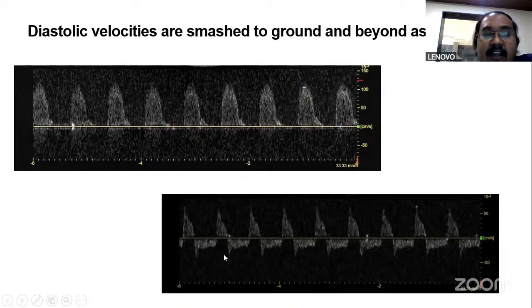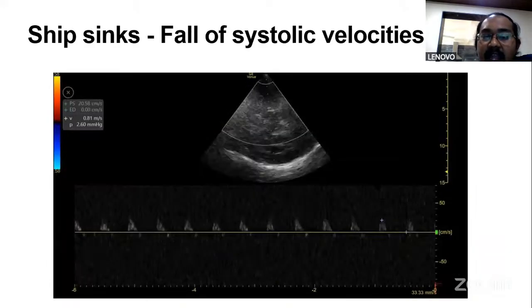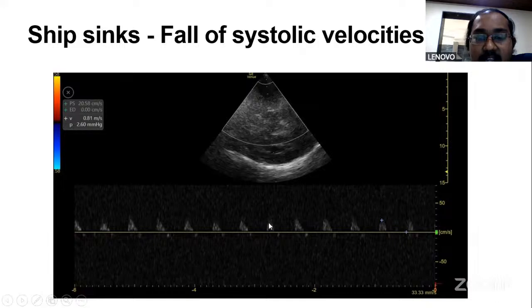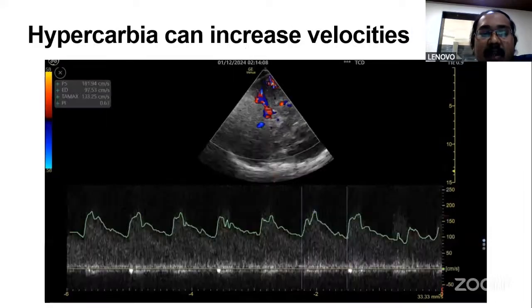So unfortunately, if you are unable to control ICP, it hits the ship and the ship sinks. So here the systolic velocity is going down. You can see hardly it is having a velocity of 20 centimeters per second. And systolic spikes, we call it. And after this, there will be a cerebral circulatory arrest.